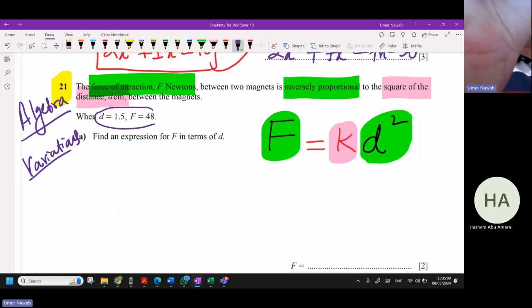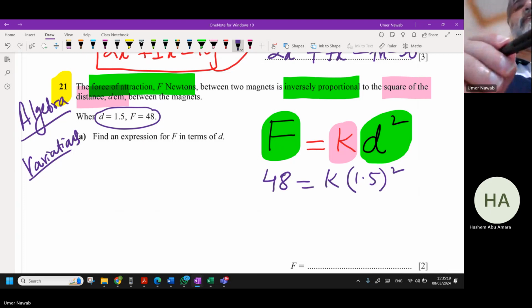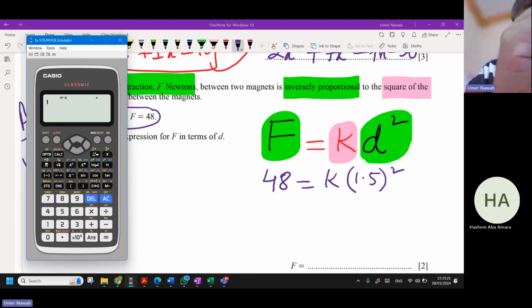For this, he will give you a pair. What is the F given to you? 48. It is equals to K. And what is D given to you? 1.5 squared. Now, if you want to use equation solver, you can write 48 equals, in the place of K, you write X times bracket open 1.5 bracket close square, and you shift solve, you get your answer 21.333, or if you press the answer here and press equal sign, you get your answer as 64/3 in a fraction form, or you can also write it as a decimal.